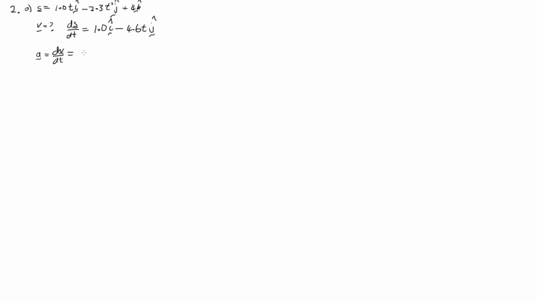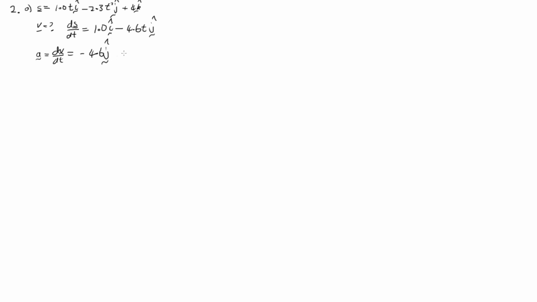So what we're going to do now is differentiate this velocity with respect to time. So in the i direction, we've just got a constant. There's no dependence on t there. So when we differentiate that, that is just 0. So now we're differentiating minus 4.6t in the j direction. So that's just minus 4.6, still in the j direction.